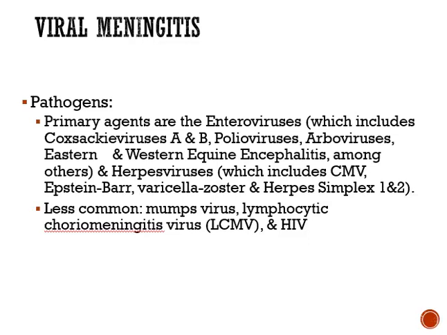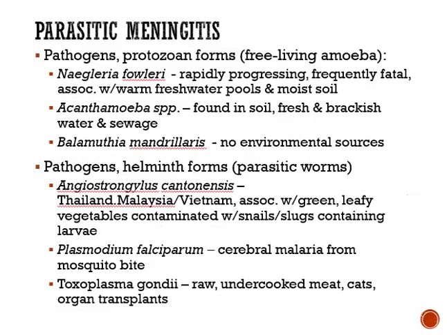Less common causes of viral meningitis are the mumps virus, lymphocytic choriomeningitis virus, abbreviated as LCMV, and HIV. Okay, you can also have parasitic forms of meningitis, although this is uncommon. Some of those parasitic pathogens are known to cause meningitis. I've divided it up here between the free-living amoeba forms and the parasitic worms.